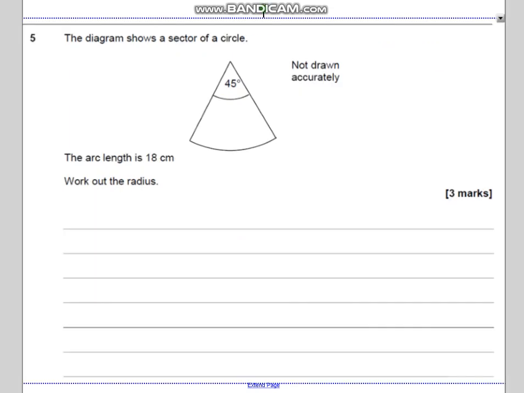Okay, question 5. The arc length is 18 centimeters. Work out the radius. So, as we should know from our studies, our arc length is equal to the angle divided by 360 times 2 pi r. You could use pi d in place of 2 pi r, but this is all to do with the radius, so 2 pi r is a lot better in this case. And so now that's our formula, which this time we had to remember. We're now going to put our information into it.